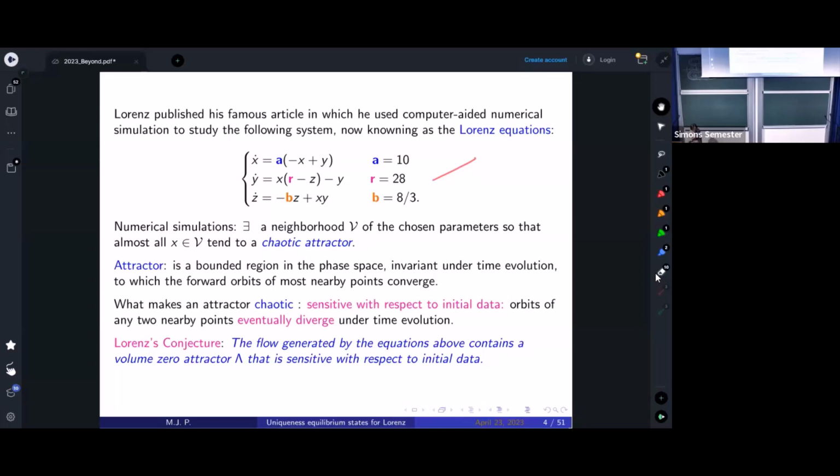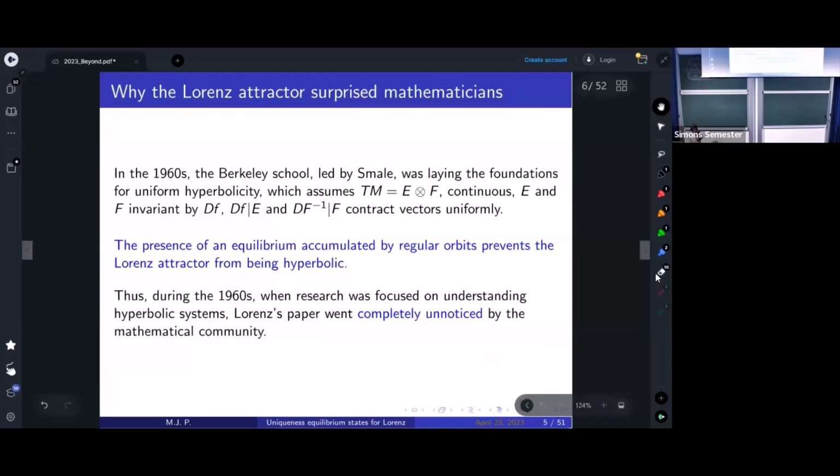And what makes an attractor chaotic is the sensitivity with respect to initial data, which means that any two points, no matter how nearby they are, during the time evolution will separate, they will diverge. And the Lorenz conjecture was that the flow generated by the equations above contains a volume zero attractor that is sensitive with respect to initial data.